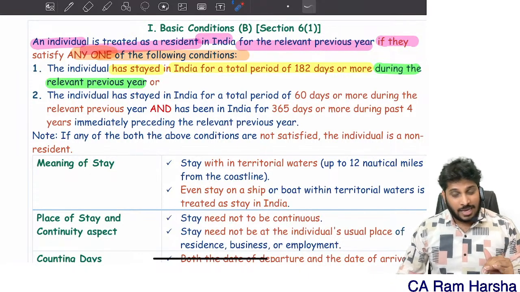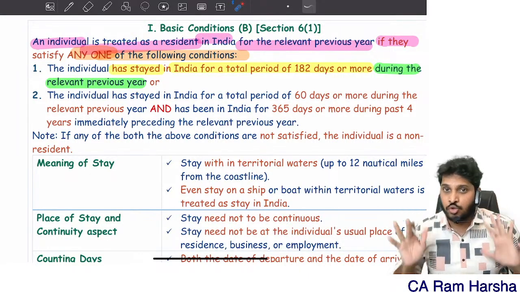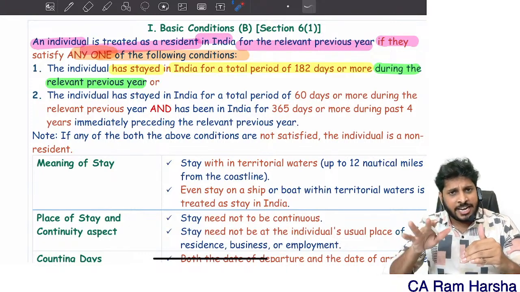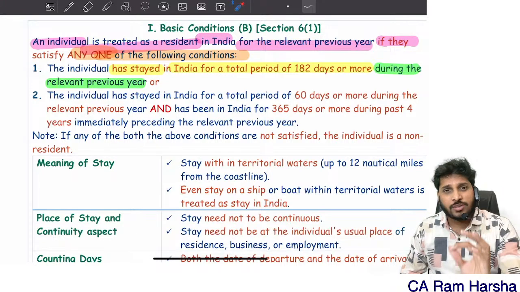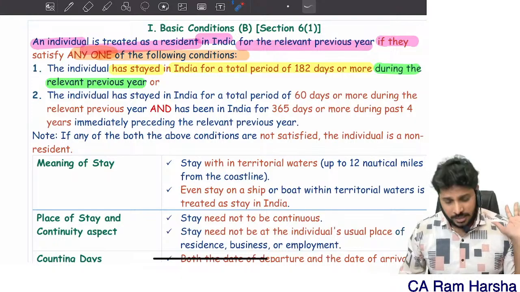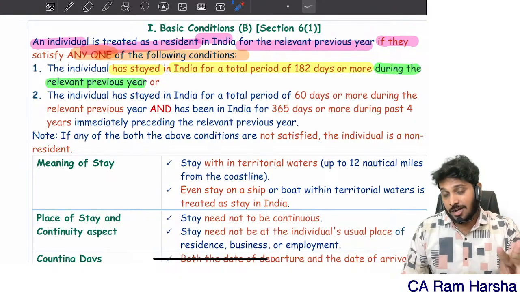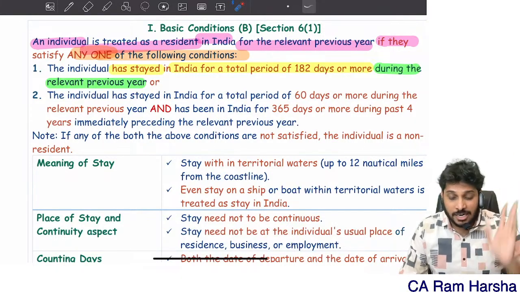Sir, in the current year, he did not stay 182 days or more. He did not stay, sir. Getting it? Then check the second criteria. In the basic condition, check the second basic condition.